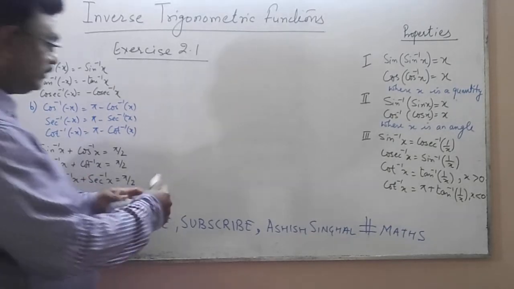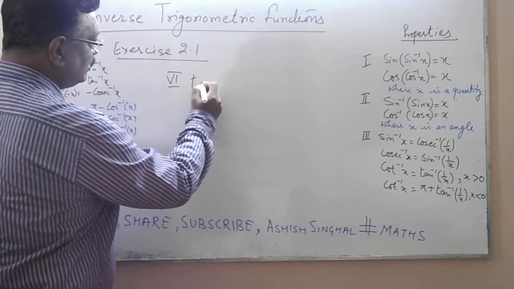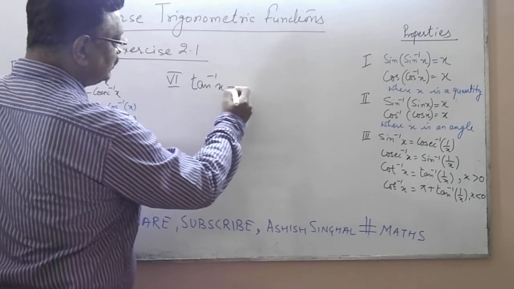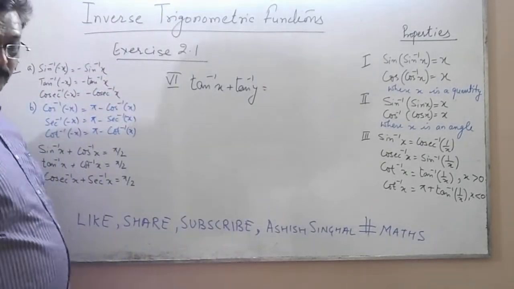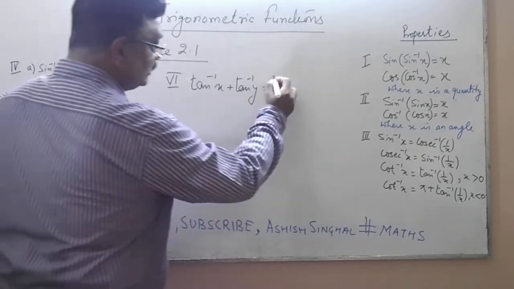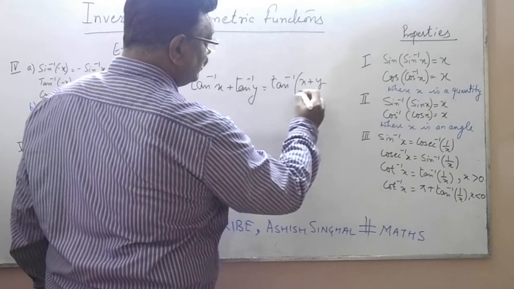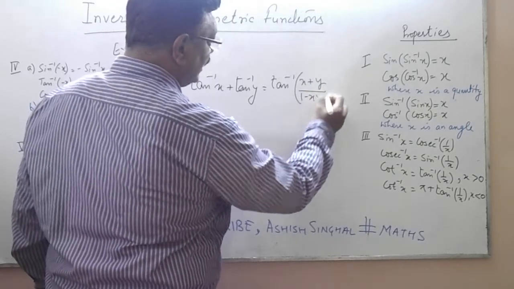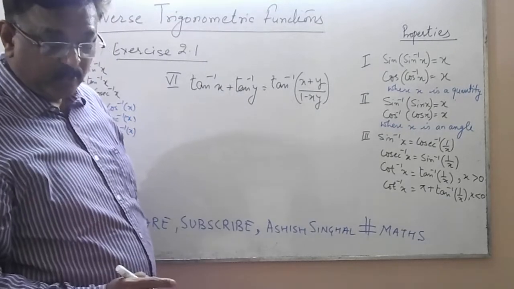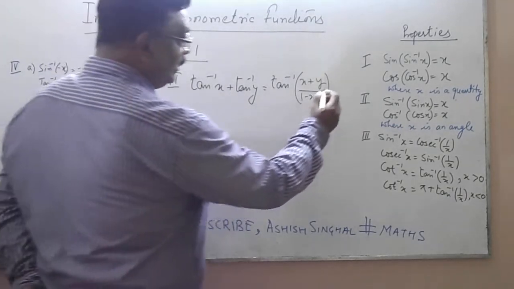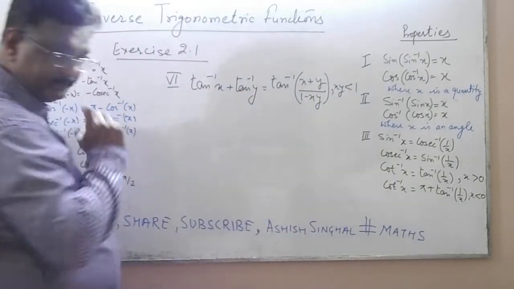Now, we are back with the sixth identity. Tan inverse x plus tan inverse y is tan inverse of x plus y upon 1 minus x into y, provided x into y is less than 1.